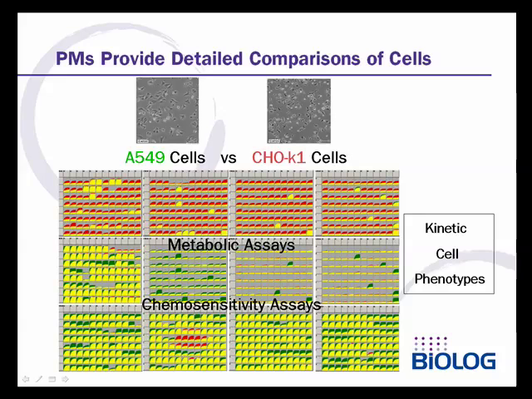With Biolog's OmniLog instrument and software, one can record and compare kinetic cell phenotypes. In the example shown here, the A549 cell's metabolic response is recorded in green, the CHO cells in red, and yellow indicates the overlap where the cells are responding the same. Clearly, these cell lines have very different phenotypic properties.